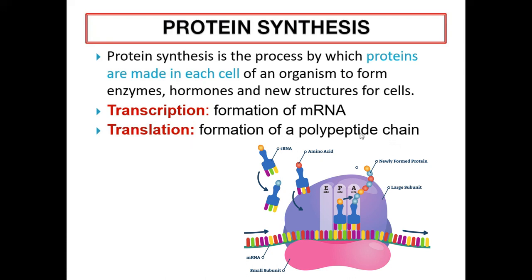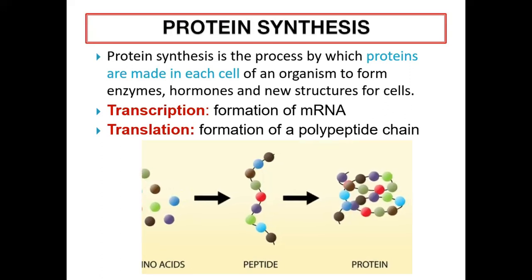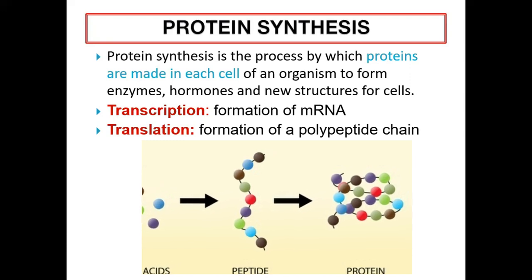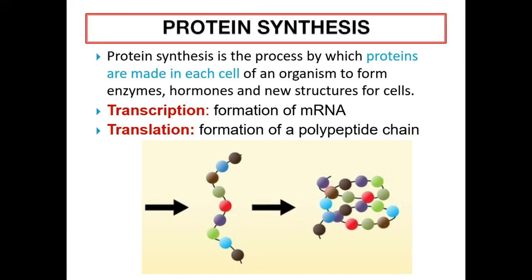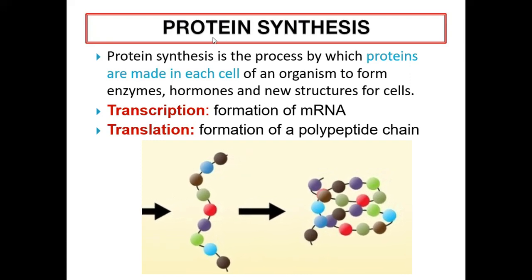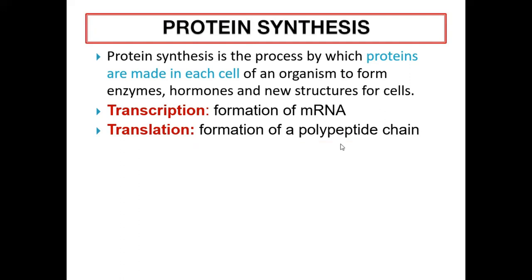The difference between a polypeptide chain and a protein is almost nothing, but it depends on how many amino acids are there. We are going to see the amino acids in detail. So how many amino acids are there? If it is 50 and above amino acids, then we call it a protein. But if it's less than 50 amino acids, we call it a polypeptide chain.